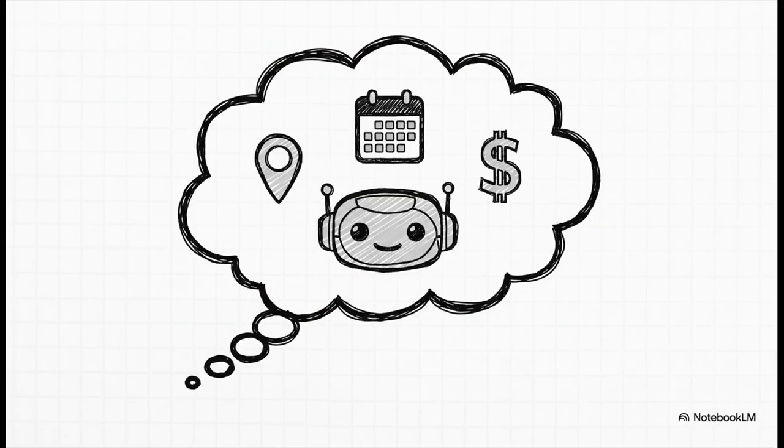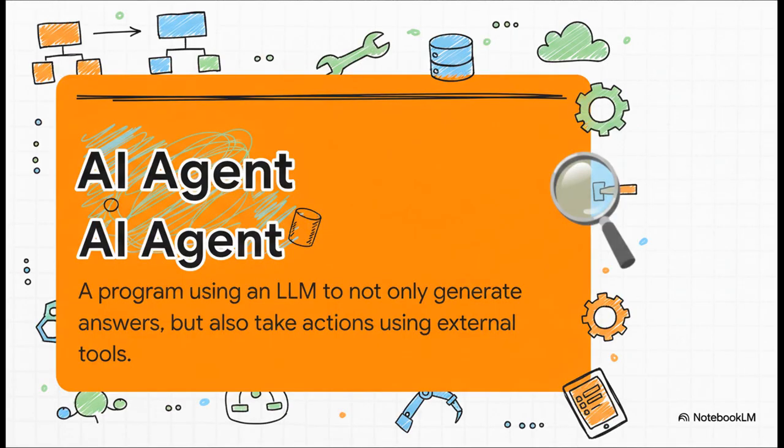Okay, but to be useful, an agent has to remember what you told it to do, right? This short-term memory is like its notepad. It lets it keep track of all the important details while it's working on a single task. So when you say, book me a flight, it remembers your destination, your dates, and your budget for that entire conversation.